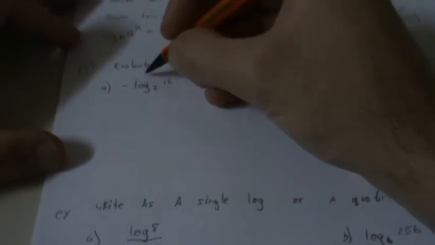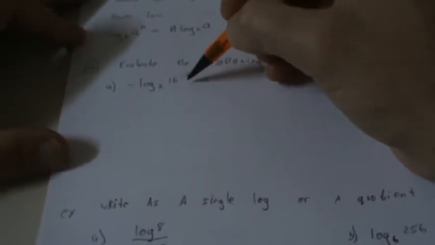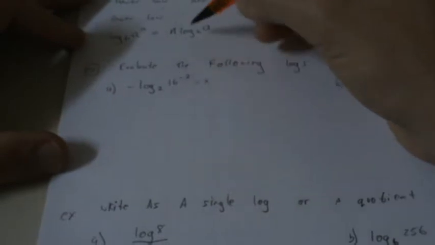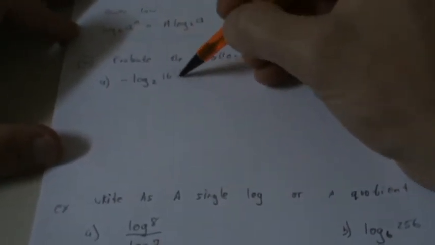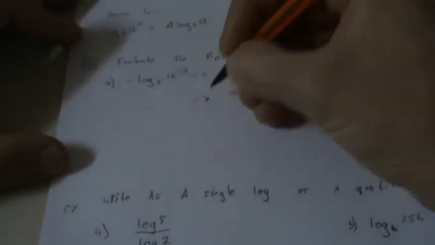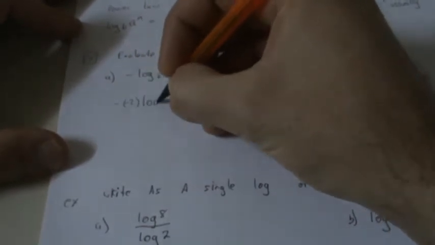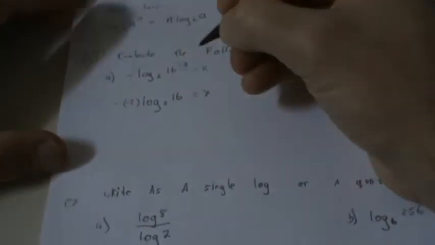So let us do a couple practice questions with this. Here I've got a logarithm that's negative. There's log base 2 of 16 to the negative 2. The power law says I can actually just take this negative 2 and write it over here. And so I could say negative 2 times log base 2 of 16.